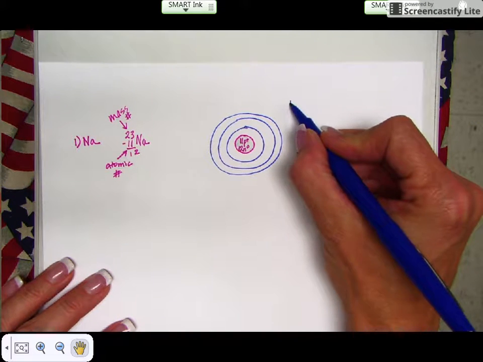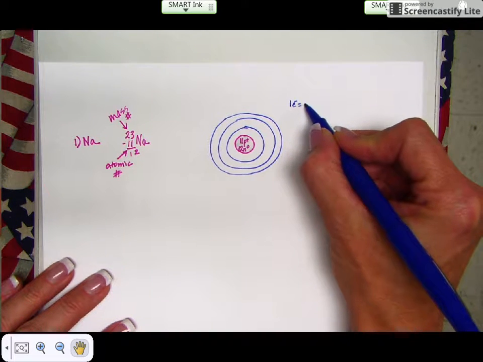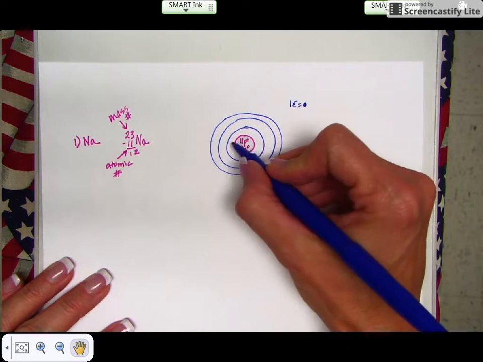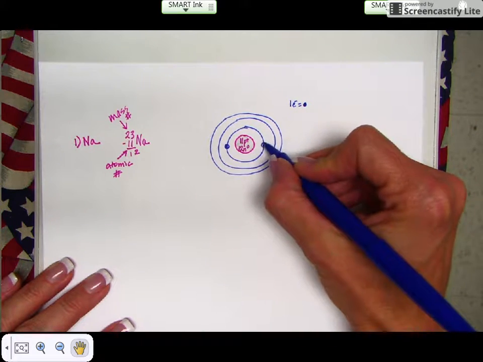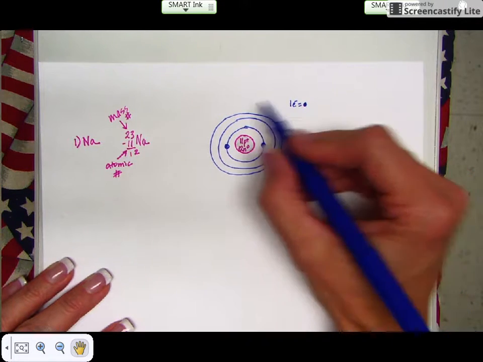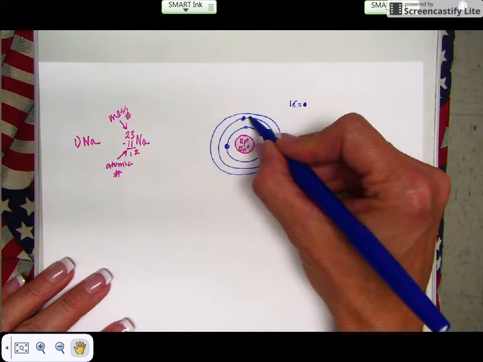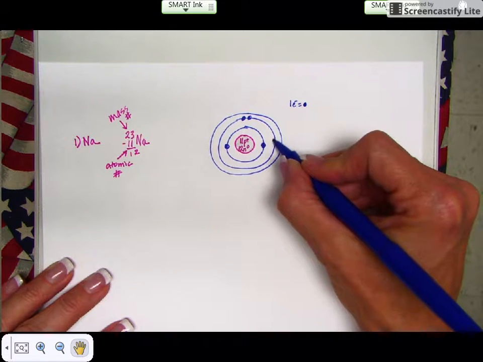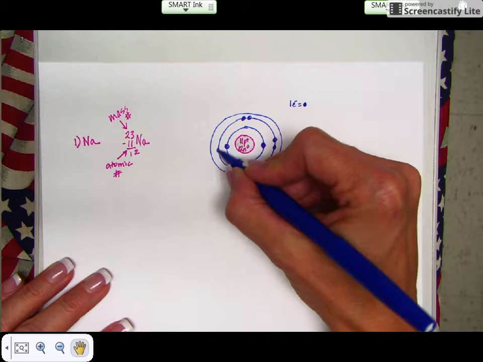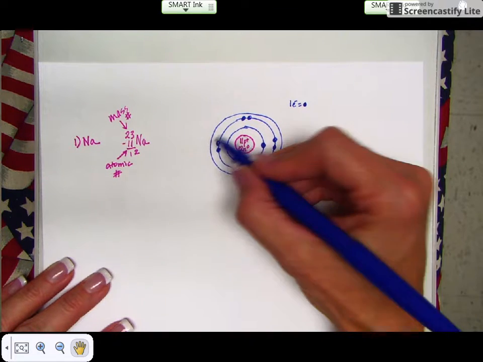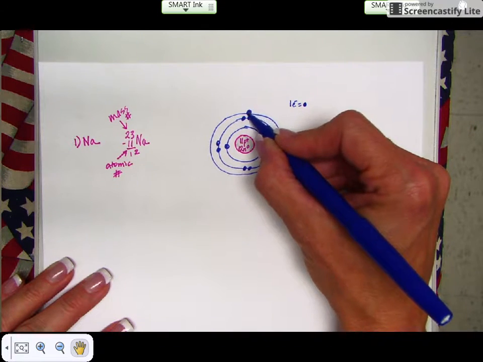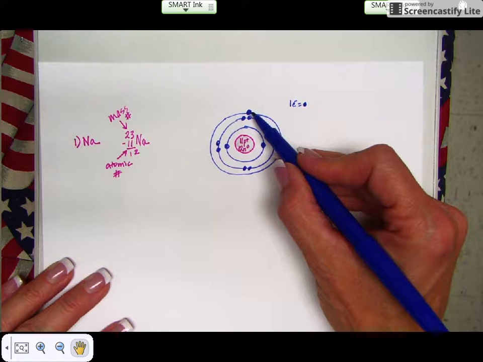Now I'm going to make a little key here where 1 electron is equal to each of my dots, okay? So in the first energy level, we're going to place 1, 2 electrons. In the second energy level, we said there were 8. So we're going to put those in pairs, 2, 4, 6, 8. And then the last electron goes in the third energy level, and that's sodium's valence electron.